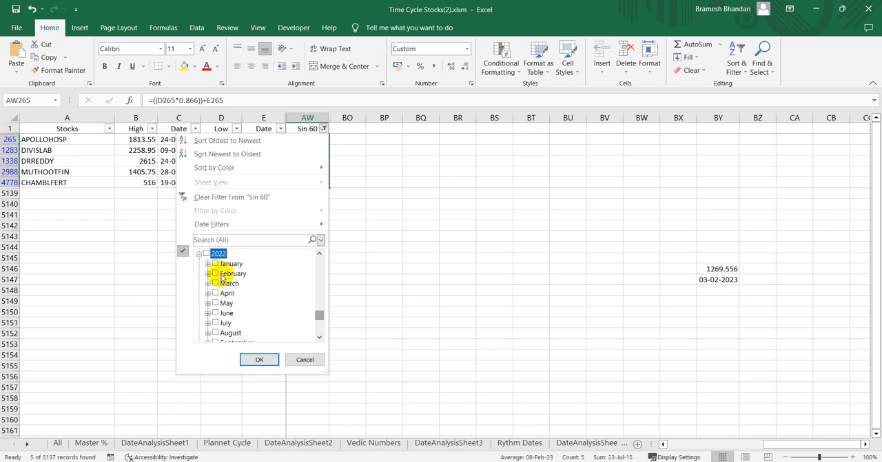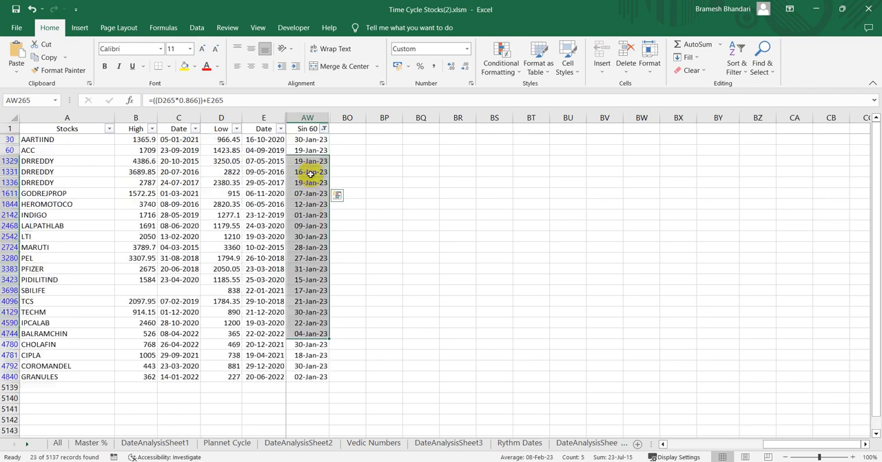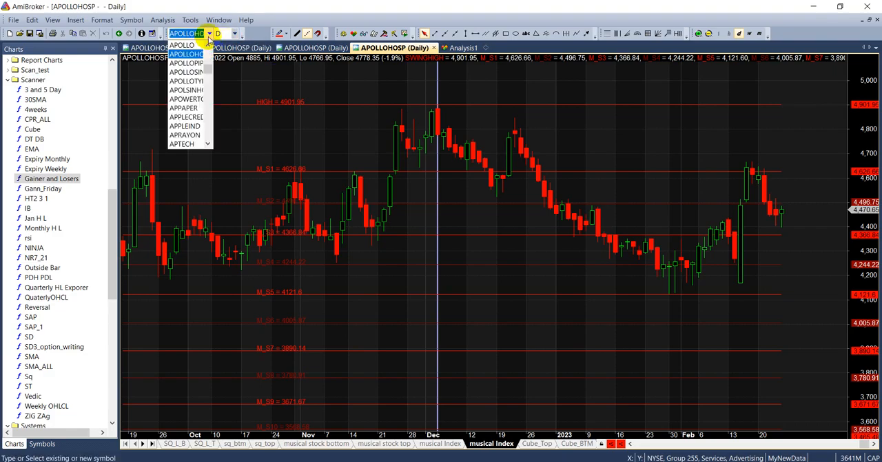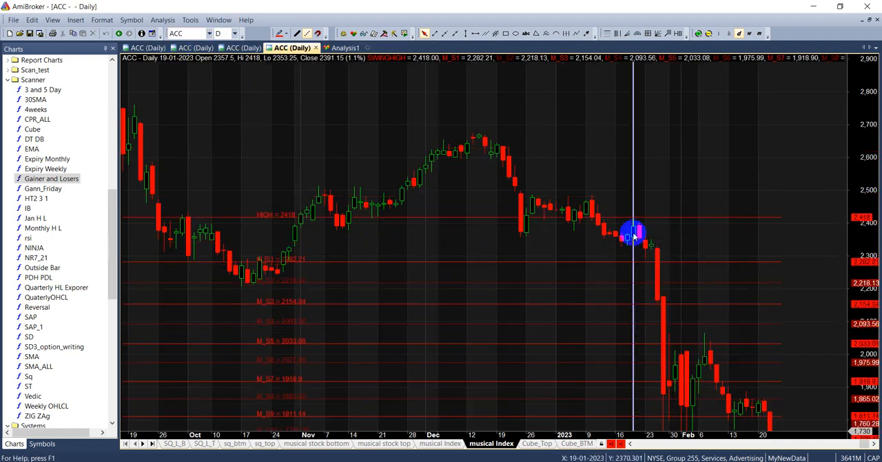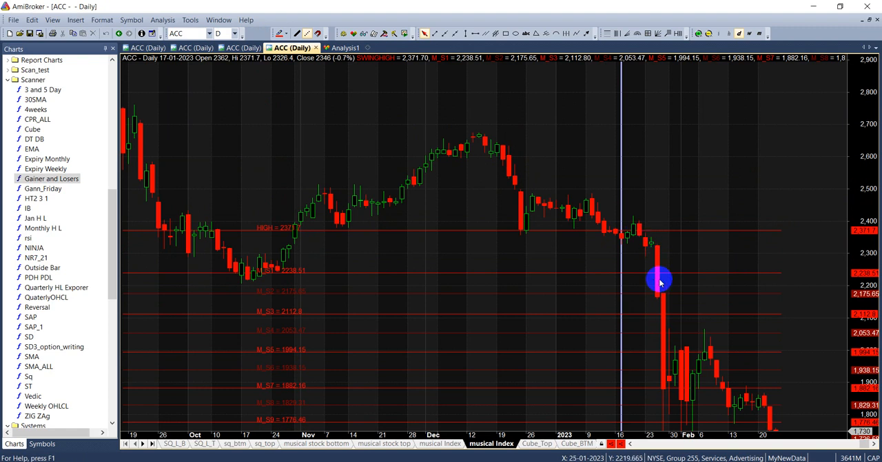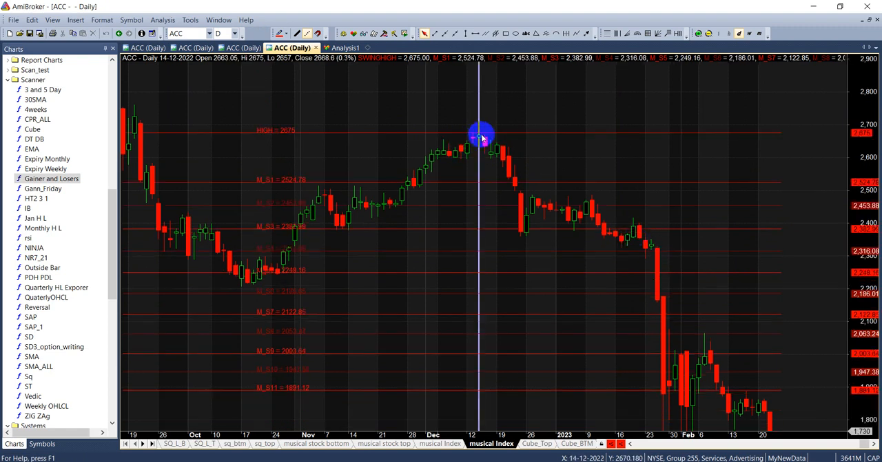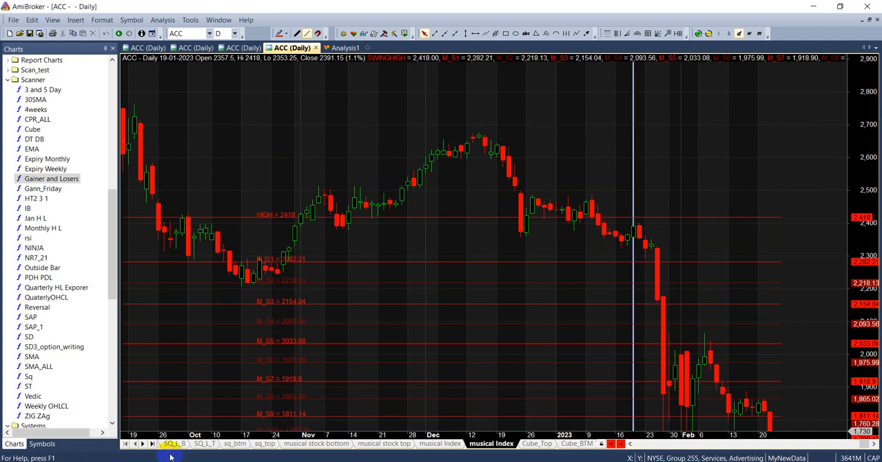So for January 2023, you can backtest these stocks. We have got a lot. ACC was on 19 January 23. ACC has been in the news. Let's see what happened on 19 January 23. Yes, this was a perfect top. After that, such a nice fall came in. And if I touch this top, you easily get trading levels. Before this big fall, the price had already come here.